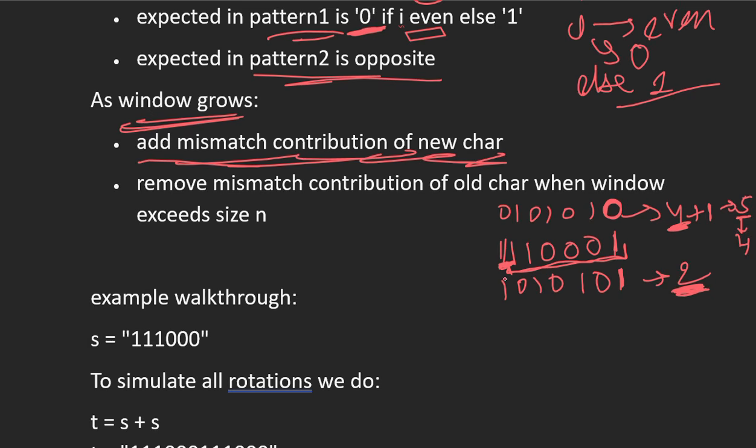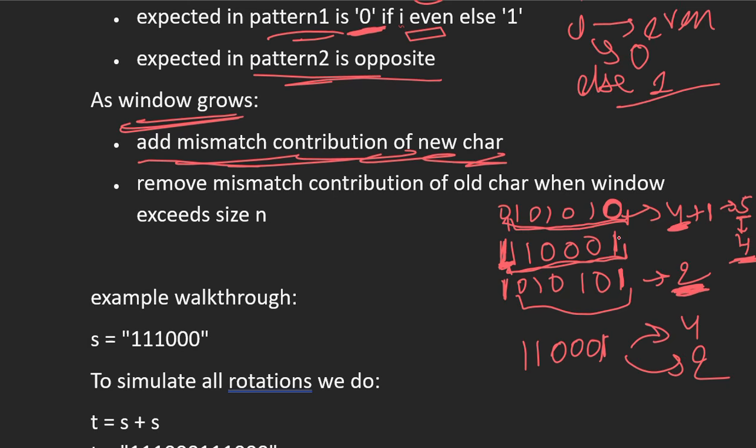Now see, was it a mismatch earlier? No, 1 is matched with earlier, so we don't need to reduce the count. So in the new window, that is 1 1 0 0 0 1, we get the two answers. With 1 0 1 0 1 0, we get the mismatch count as 4, and with 0 1 0 1 0 1 we get the mismatch count as 2, right? So I hope you get it, like what we'll do when we expand the window.